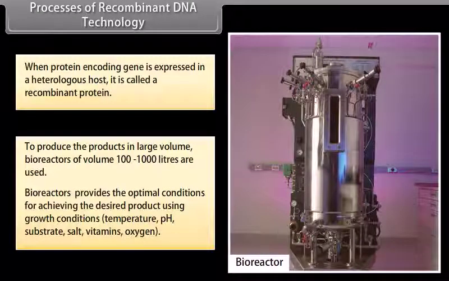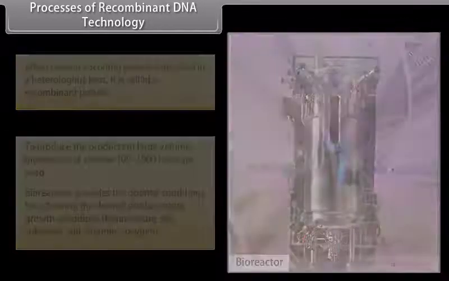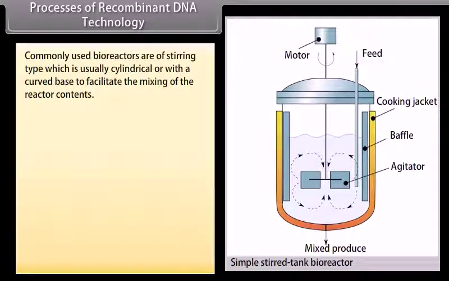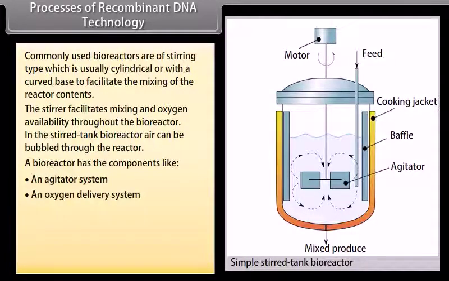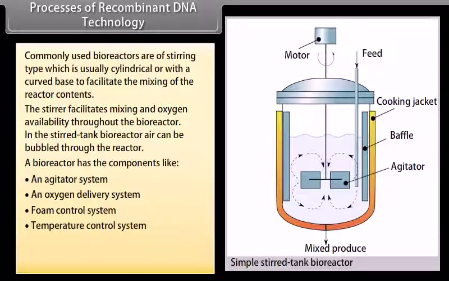Bioreactors provide the optimal conditions for achieving the desired product using growth conditions, temperature, pH, substrate, salt, vitamins, oxygen. Commonly used bioreactors are of stirring type, which is usually cylindrical or with a curved base to facilitate the mixing of the reactor contents. The stirrer facilitates mixing and oxygen availability throughout the bioreactor. In the stirred tank bioreactor, air can be bubbled through the reactor. A bioreactor has components like an agitator system, an oxygen delivery system, foam control system, temperature control system, pH control system, sampling ports.